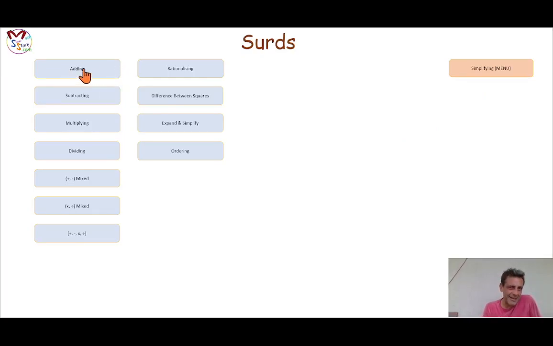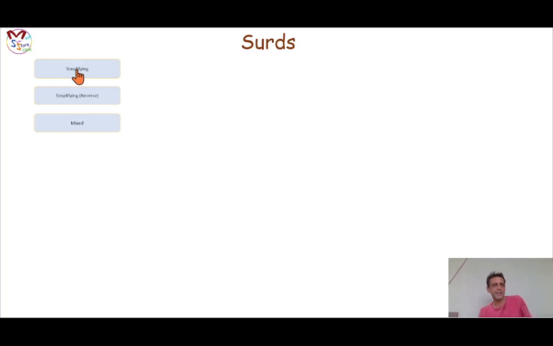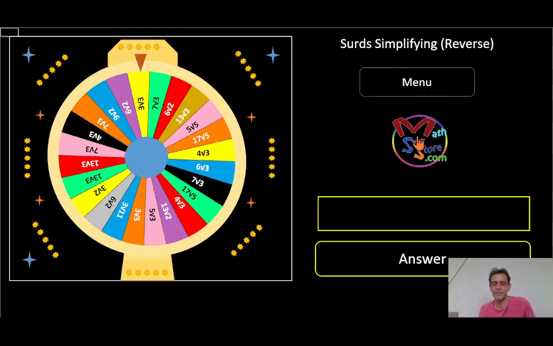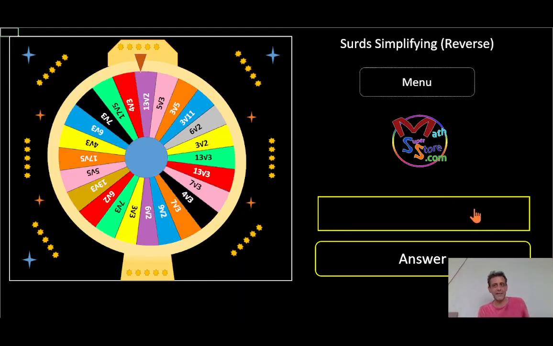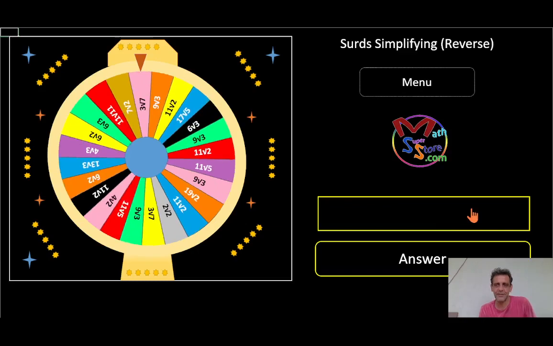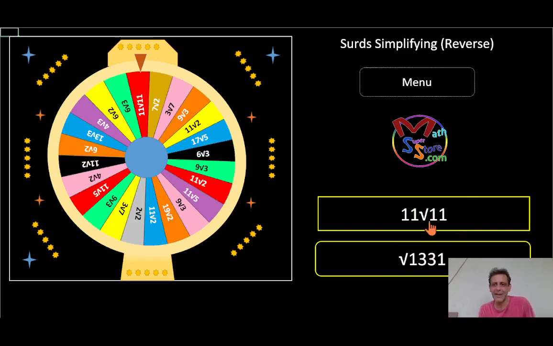So surds: we can add, subtract, multiply, divide surds, and mix them. We can rationalise surds, find the difference between surds, expand and simplify, and ordering. And we've got a simplifying menu. So we can simplify and reverse simplifying and mix them. Reverse simplifying is simplifying but just backwards.